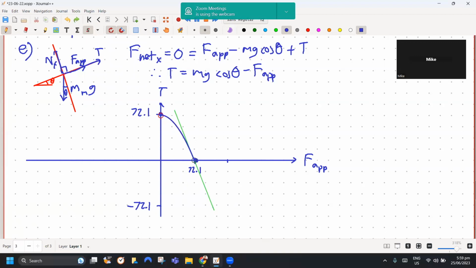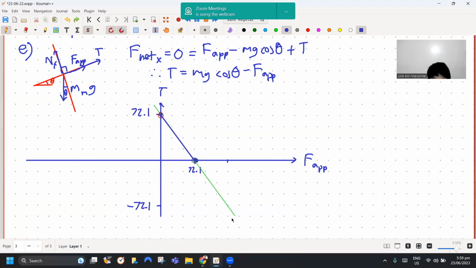Bakit curve? Bakit? Ano po siya? Diretso lang. Tingnan mo yung equation mo. Okay. Line lang pala siya. Line lang siya.